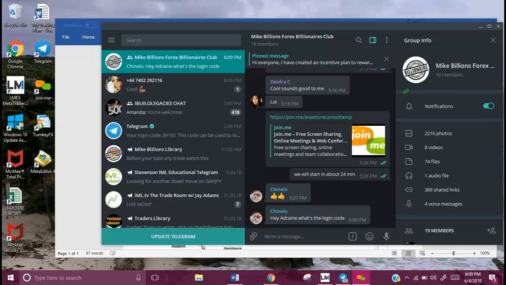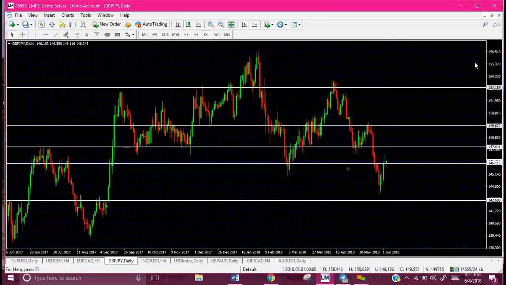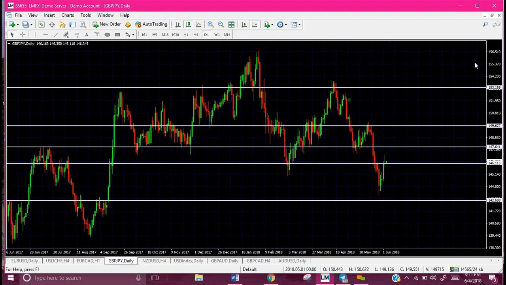So this is how it looks on the daily. It's the same price action; we just took it down one time frame. And remember what we said: what constitutes a sale? Lower highs and lower lows.